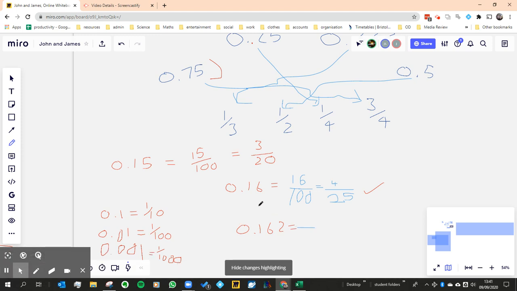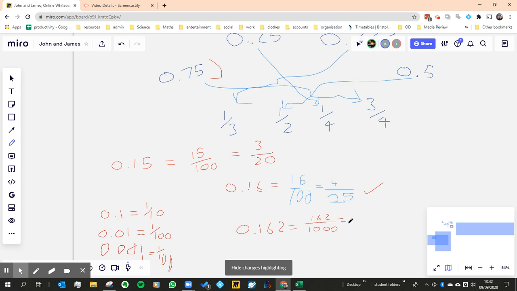I'm going to just finish this one off before we run out of time, actually. You're going to use a similar sort of idea. Before what we did, I'm not sure if you noticed, but these two behind the decimal place are 2 digits, and so I put 2 zeros there. We've got 3 digits now, so we're going to use 3 digits. Let me just rewrite that one. So 3 zeros, and so it's going to be 162 over 1,000.